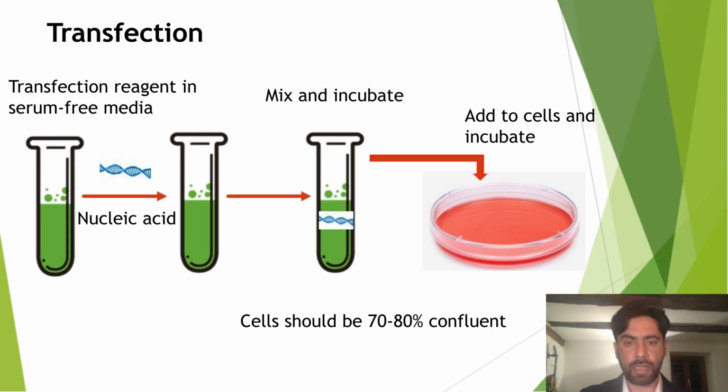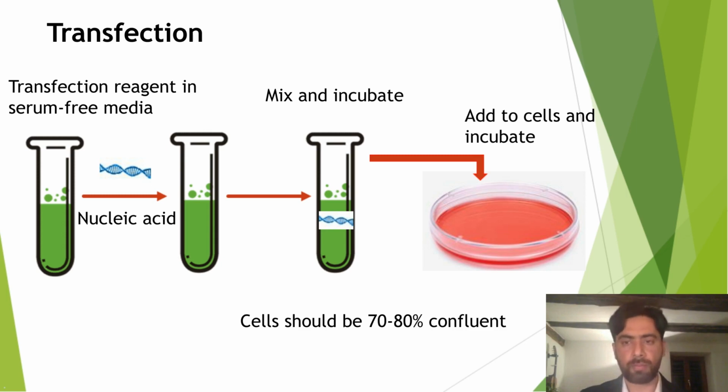So how exactly we do it in the lab is that we have certain specific transfection reagents. Different companies provide different kinds of transfection reagents. We mostly do it with lipofectamine, for example, and this lipofectamine transfection reagent is first of all suspended in serum-free media. Then we have our nucleic acid, which would be DNA, for example, coated with certain specific restriction enzymes.